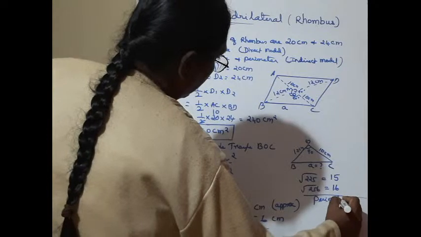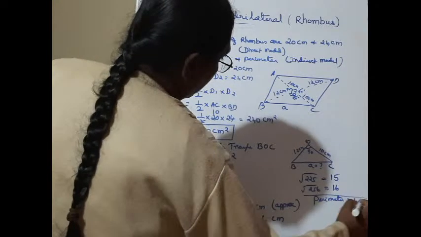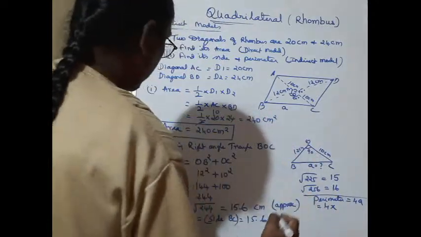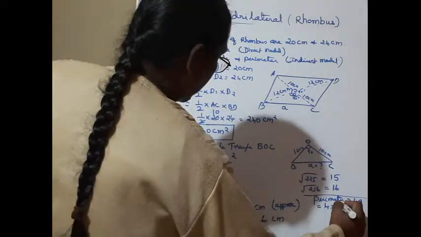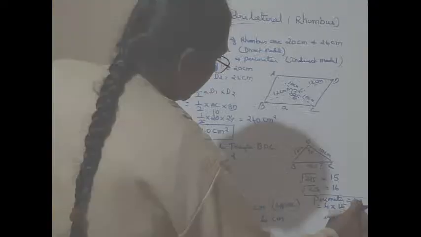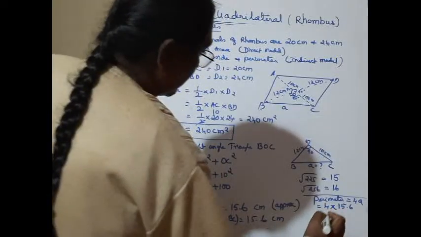Perimeter equals 4A. So rhombus has a lot of indirect models. Indirect models are hard, but they carry more marks. Direct models are just formula, 1 mark, 4 marks.